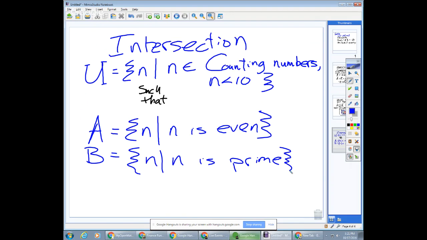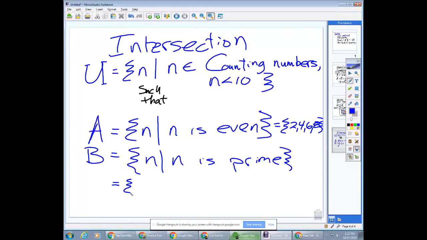So there's two ways to talk about a set. One is to describe the set with conditions, and the other is to just list everything that's in the set. Okay. So what's in A here? 2, 4, 6, and 8, yeah. 2, 4, 6, and 8.